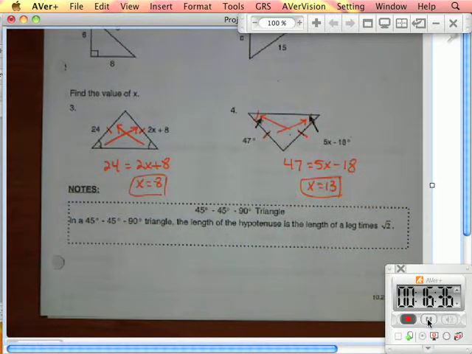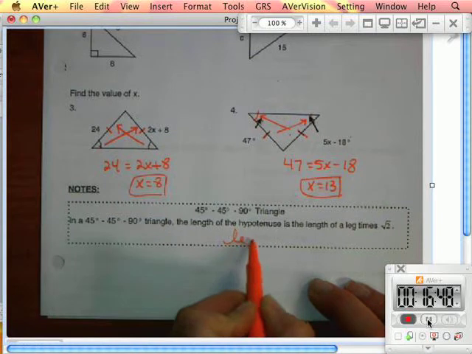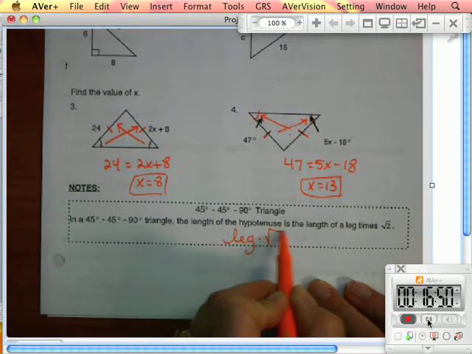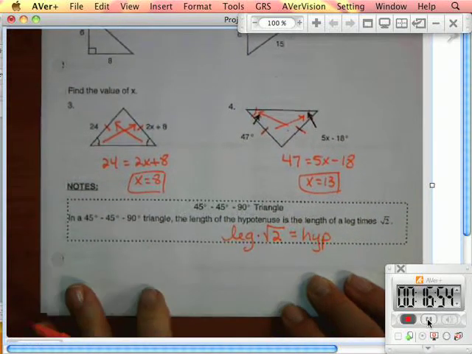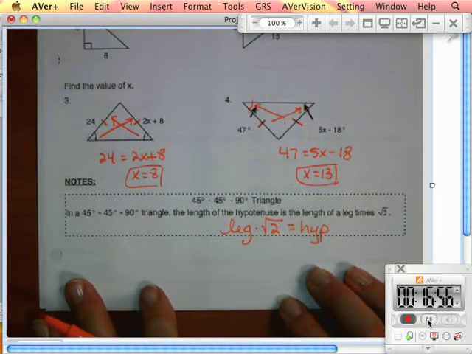Here's what we're going to be working with today. 45, 45, 90 triangle. The length of the hypotenuse is the length of a leg times the square root of 2. That's a lot of words to say this: leg times the square root of 2 equals hypotenuse. That is what you're going to be working with today.